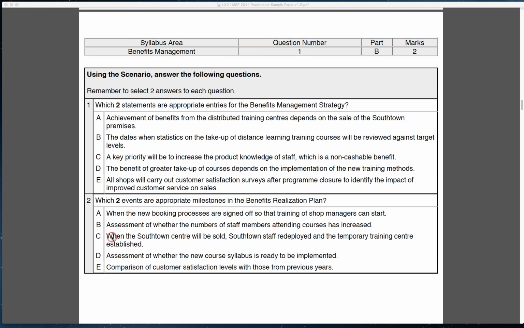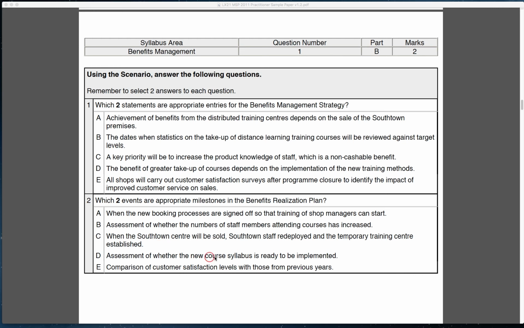Statement C, when the Southdown Centre will be closed, the staff redeployed and training centre established. Well, again, this is outputs, to deliver a capability through tranche 1. So this has got nothing really to do with the benefits in that sense. It's talking about how we've completed that particular tranche and what we expect to come out of it.